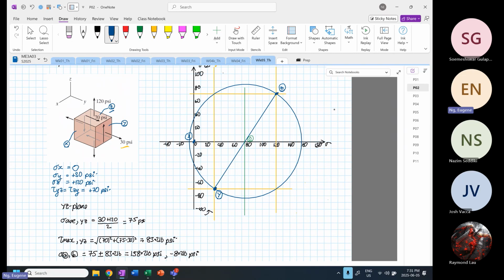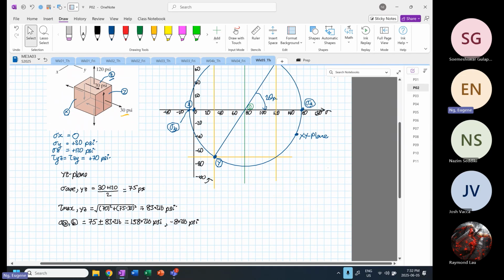X and point Y, right? So this corresponds to your XY plane. Okay. So now over here, this is known as your stress A. And over here, this is your stress B. So if we were to calculate the principal plane, this will rotate by 2 theta p.